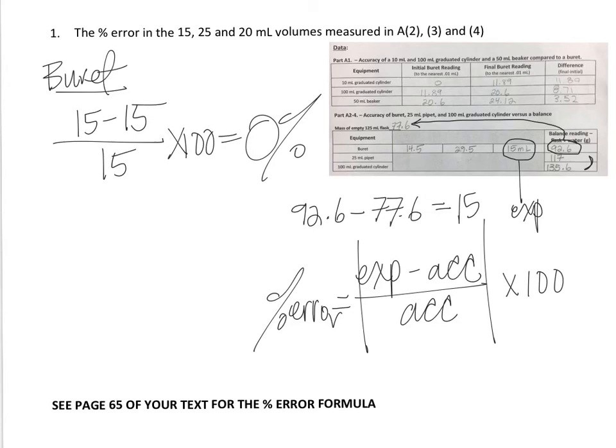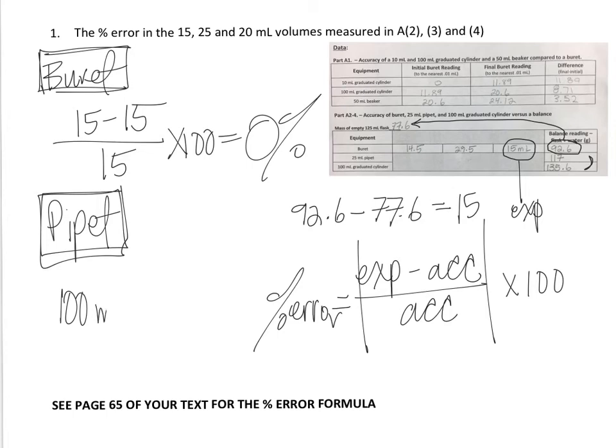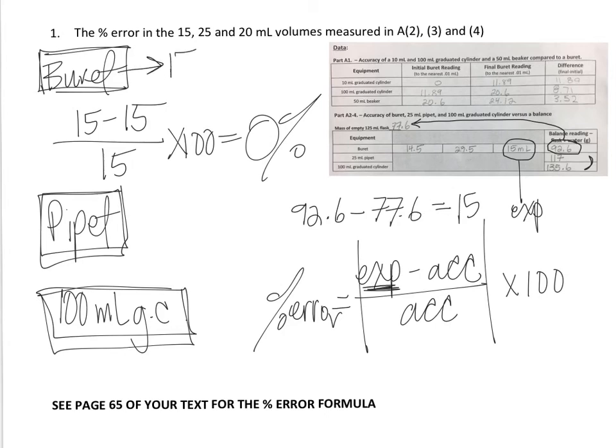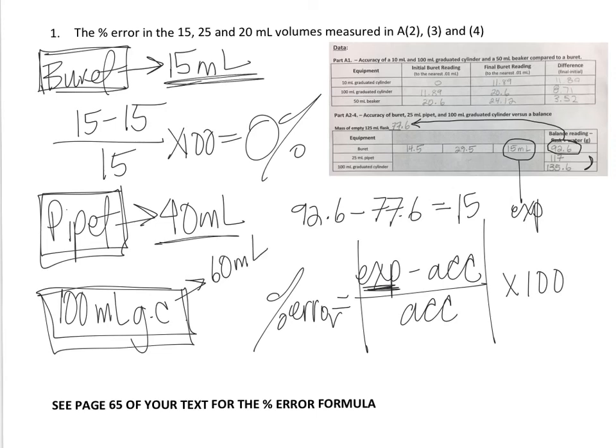But the thing that I want to remind you when you are calculating these, first is the burette, then is the pipette, and then is the graduated cylinder, the 100 milliliter graduated cylinder. And for those, the experimental is what we thought we were adding. So in the burette, it was 15 milliliters, which we just did. And the pipette will be 40 milliliters. And after adding the water from the graduated cylinder, it will be 60 milliliters. So those numbers are your experimental. And then subtracting the balance reading with the water, subtract from that the empty flask, and that gives you your accepted.